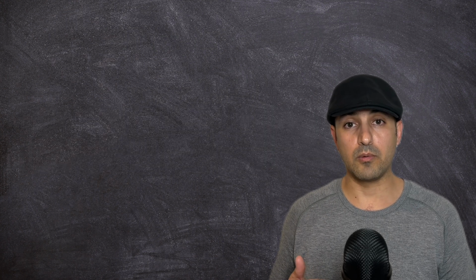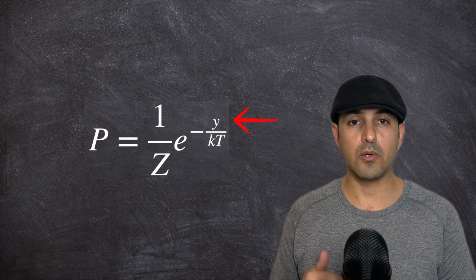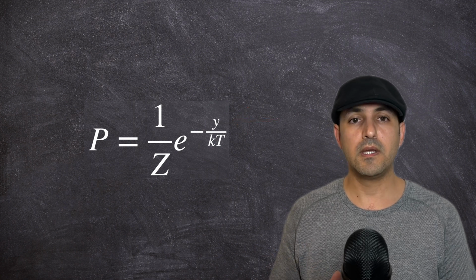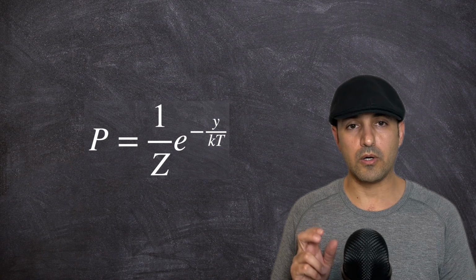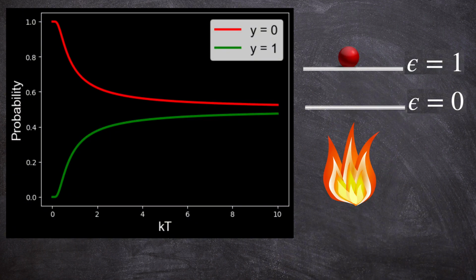Let's start with the probability of each of the two values of y, the energy states, in terms of the temperature of the spreadsheet, the heat reservoir. As you can see, at low temperatures, the probability of the state with zero energy is close to 1, and the probability of the state with energy equal to 1 is close to 0.